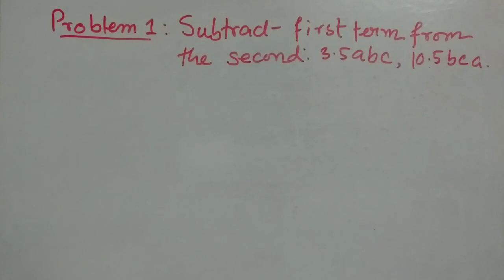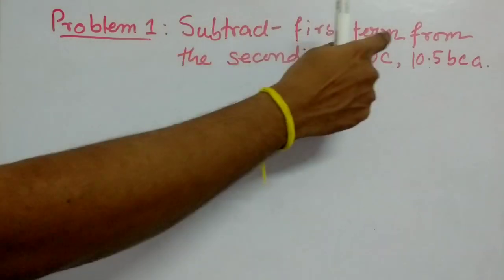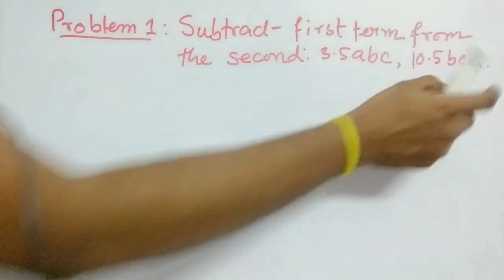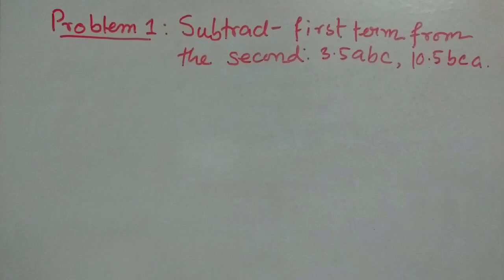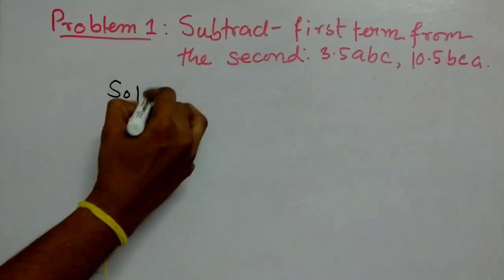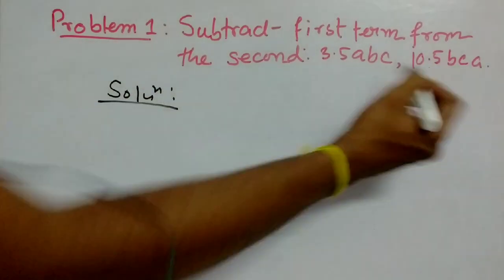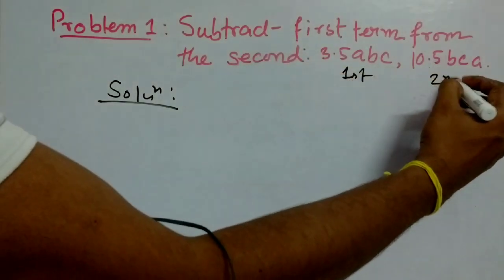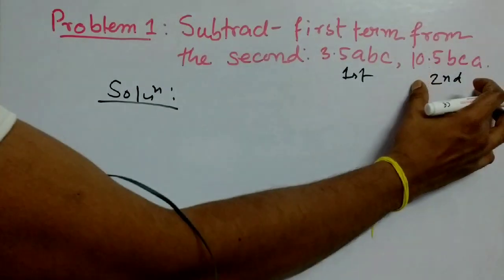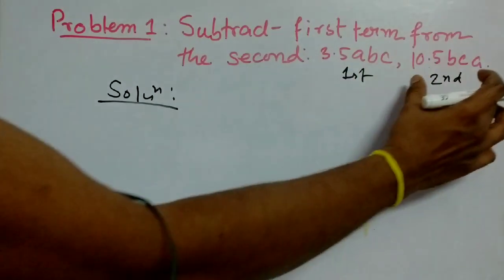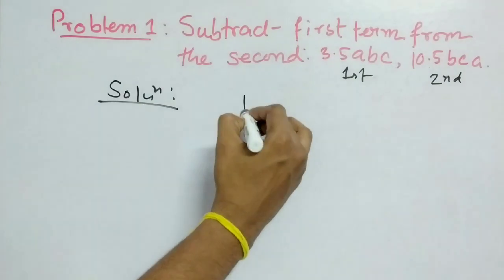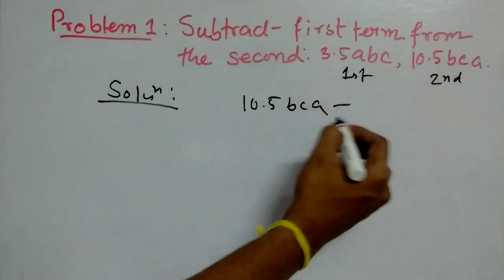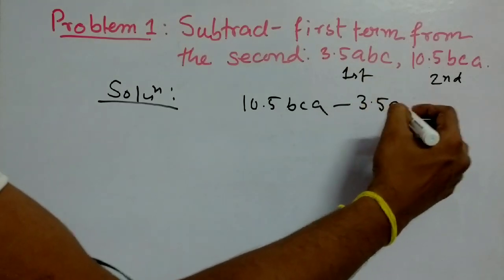Problem number 1. Here, subtract the first term from the second, and the terms are 3.5 ABC and 10.5 BCA. So, solution. Here, first term from the second. So, this is the first term and this is the second term. So, from the second term, we have to subtract the first term. So, we have to write it first, that is 10.5 BCA minus 3.5 ABC.